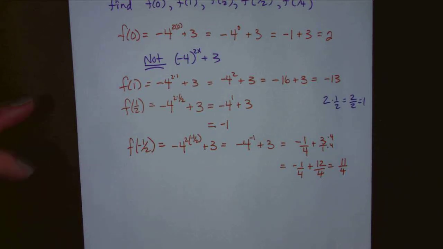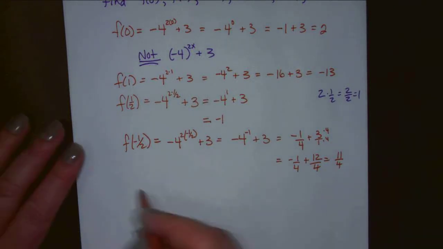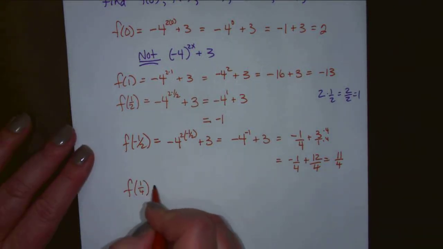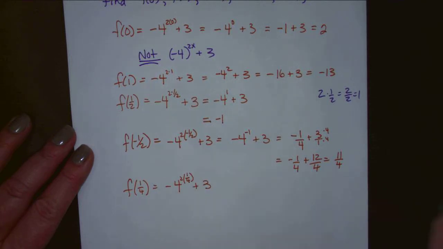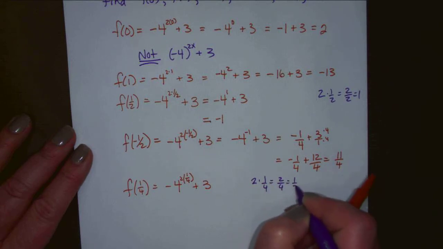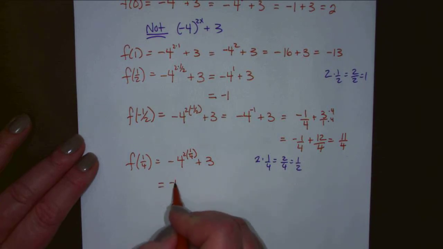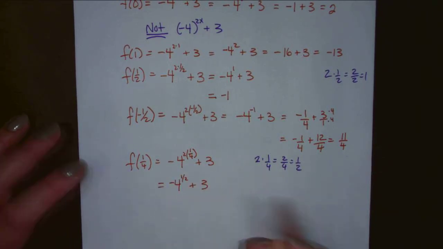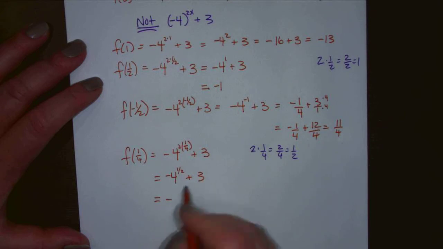Now the last one is 1/4. Plug it in. Minus 4 to the 2 times 1/4. 2 times 1 over 4 is 2 over 4, which is 1/2. Right? So we've got what? Minus 4 to the 1/2. What does the 1/2 power mean? Radical. It's a square root. So this is the square root of 4. And it's okay because the negative is in front. The 4 is to the 1/2.